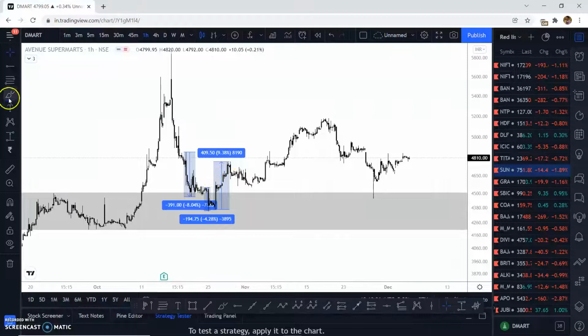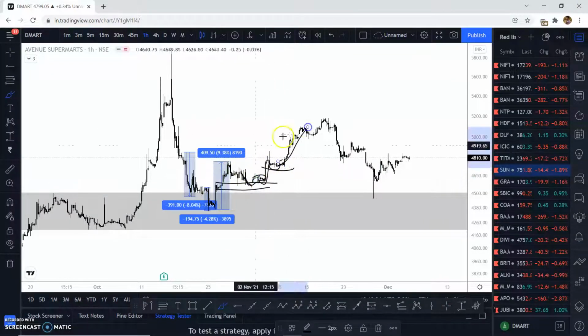Definitely a change of character. Price comes to this demand area and started moving higher. You can start buying here, you can start buying here, but you have to make sure that you wait for a retracement and then buy.